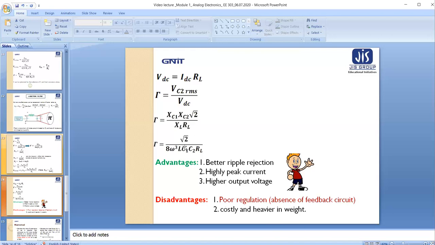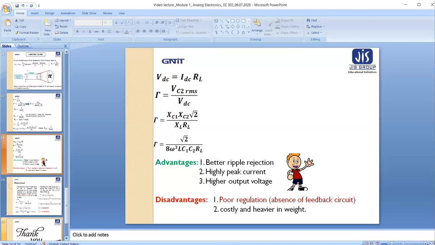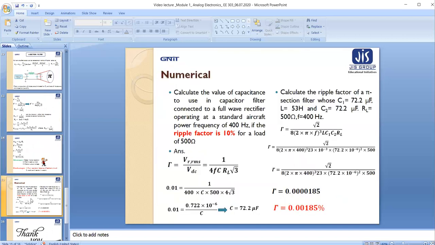Costly in terms of the presence of an inductor and two electrolytic capacitors, and heavier because as it deals with lower frequency, that is 50 hertz, the size of the inductor and the two capacitors are significantly higher. So this is the theoretical concept of the two capacitors. Now we will discuss two numericals for better understanding of this topic.